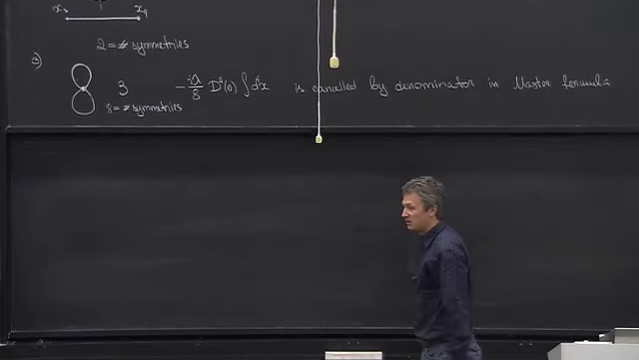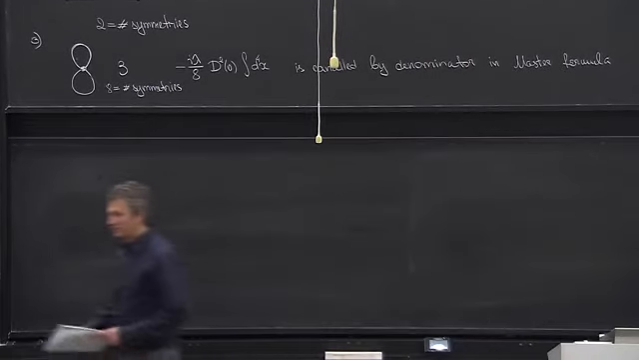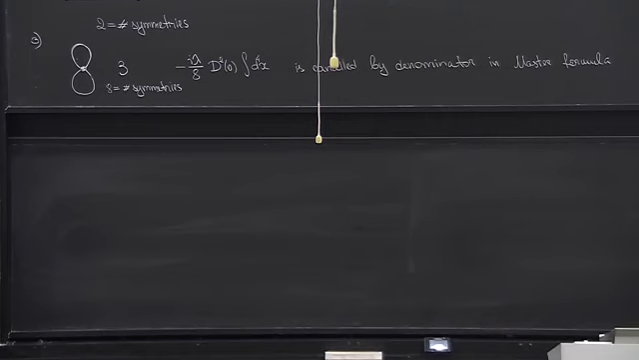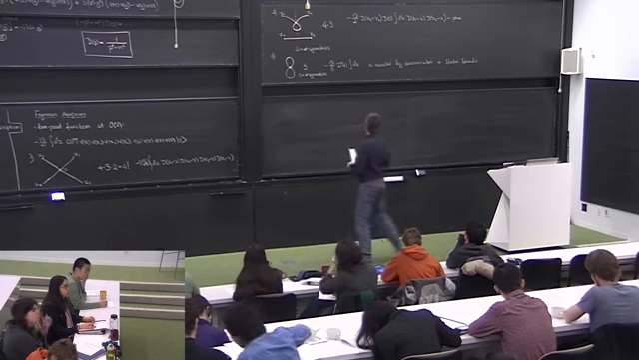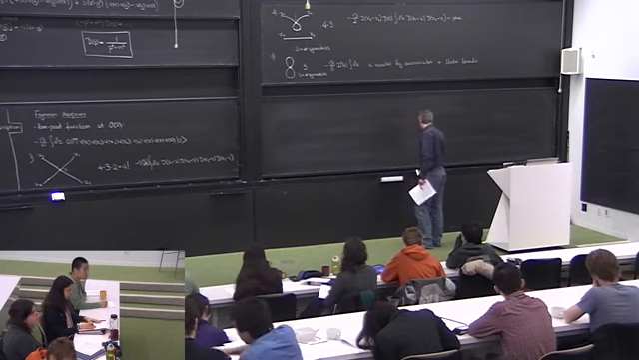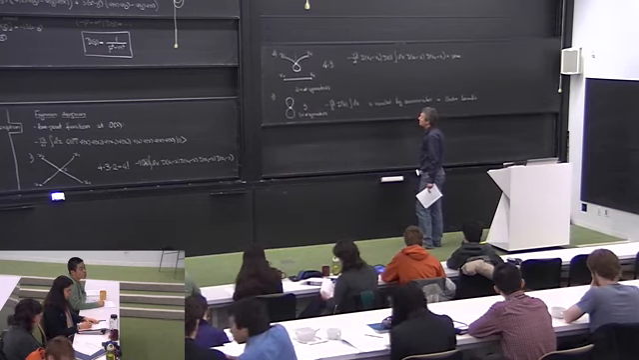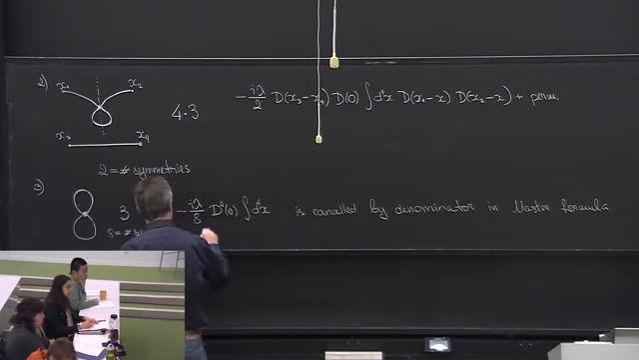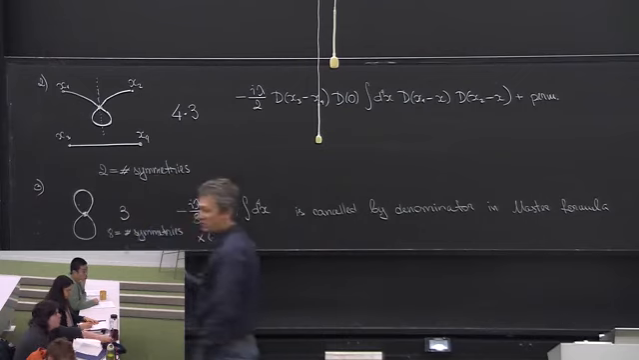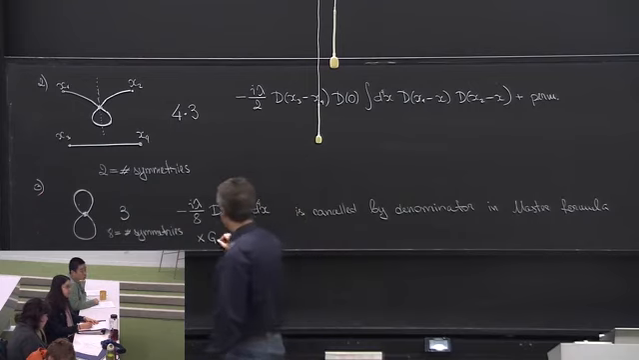Do you want me to include outside the integral of the contraction of x1, x2, x4? Oh, yes. So this multiplies, right? What it multiplies is actually the Green's function of free fields, right?